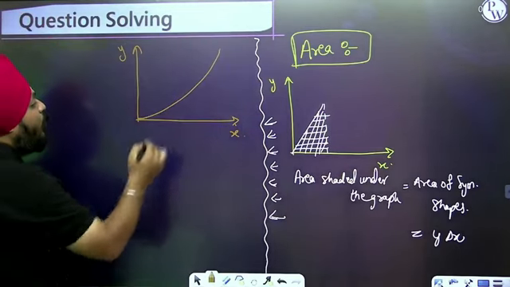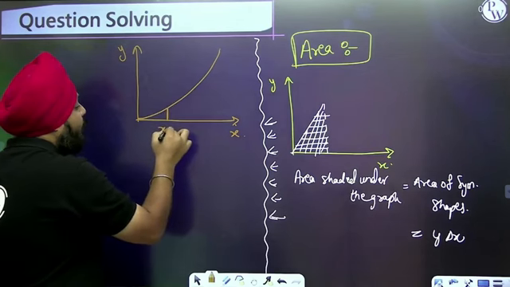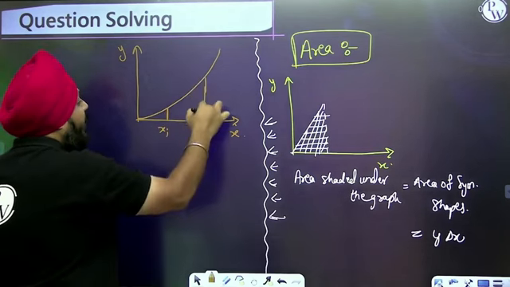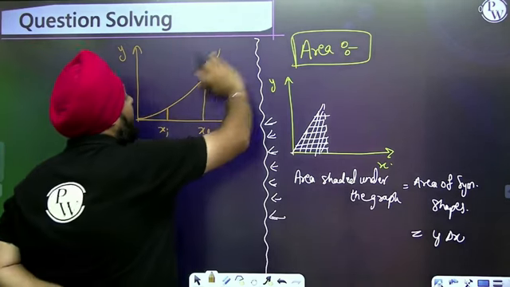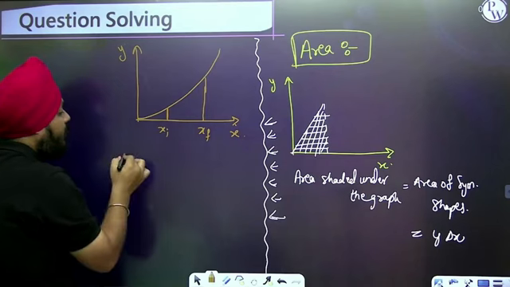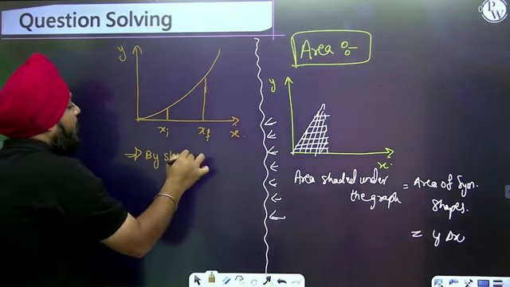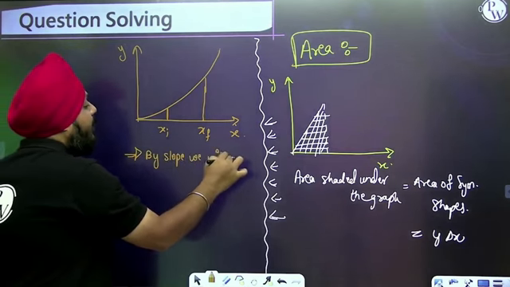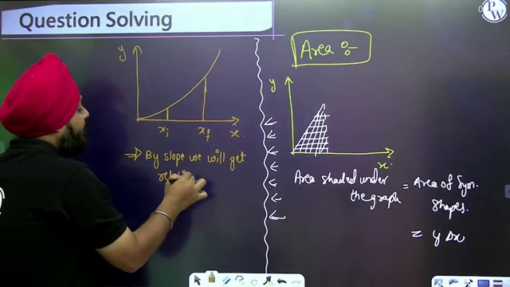So here, how are you going to calculate the area? First of all, define the two limits. Suppose this is an initial limit, and this is a final limit. So through the drawing of the tangent, by slope, we will get the relation between y and x.